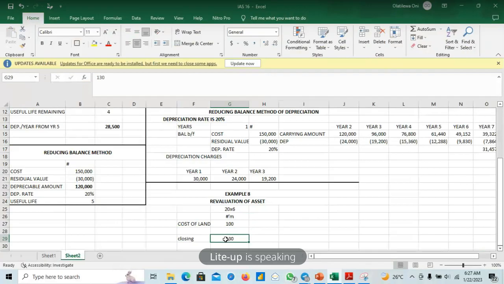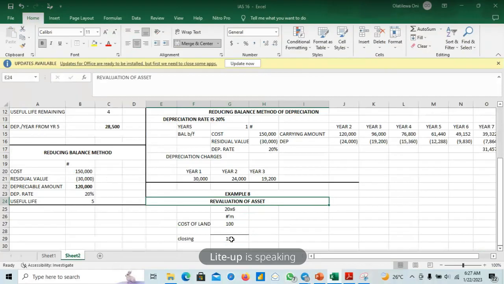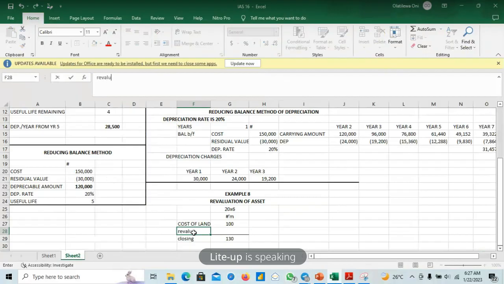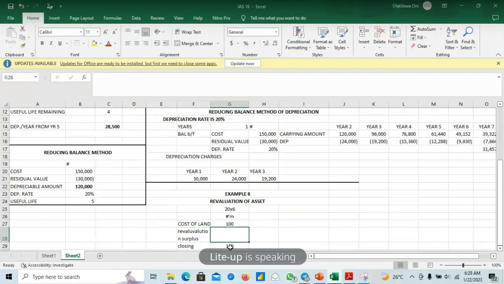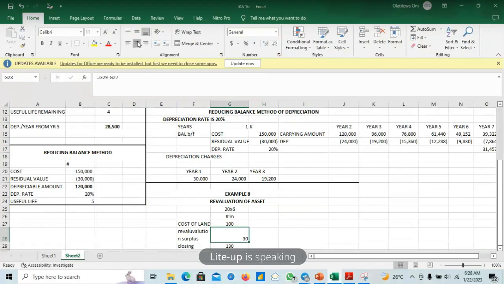So what has happened between this place and this place? The land has increased. How do we treat that increase? That increase is usually called revaluation surplus. And that revaluation surplus is the difference between the closing and the opening, which is what? 130 minus 100. We have it there as 30,000. That is the revaluation surplus on the land.